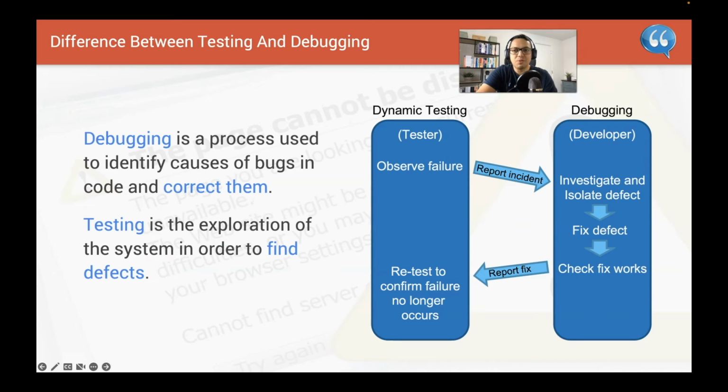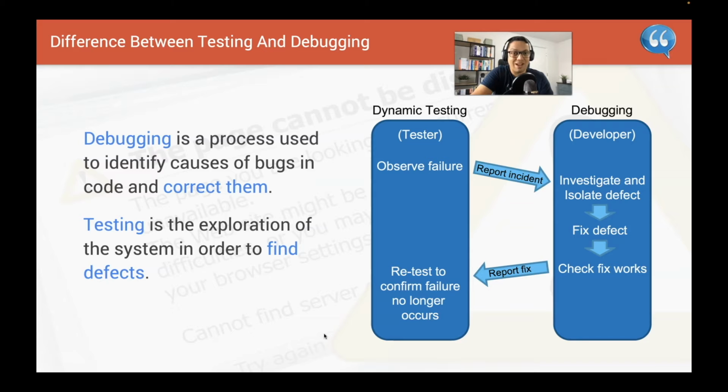Yeah, so differences between testing and debugging. You might or might not have heard about this, but here it is. Debugging is a process used to identify the causes of bugs in code and correct them, and testing is the exploration of the system in order to find defects. Each one has its own role.